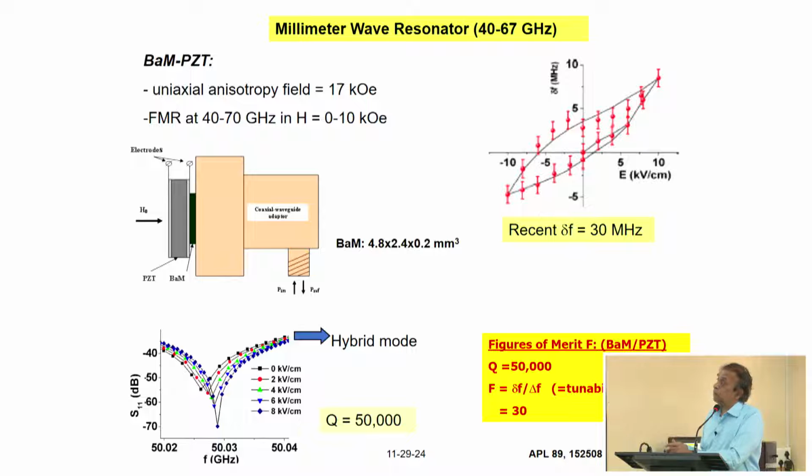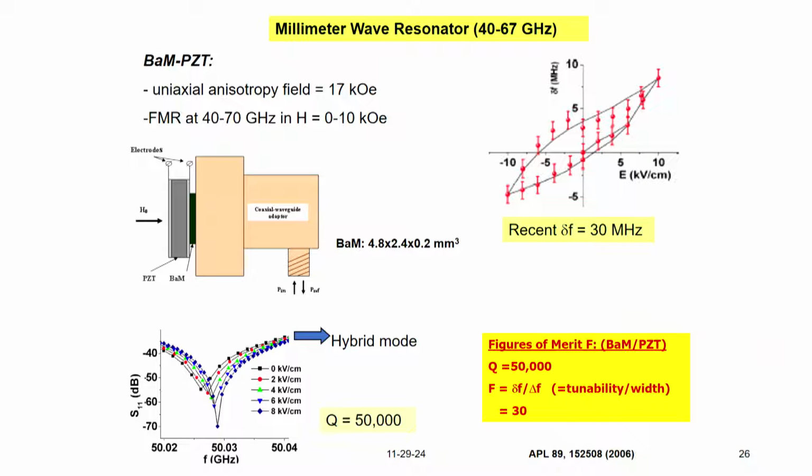So, when you go to 50 gigahertz or more, we cannot use a strip line. Instead, we have to use a waveguide for the devices, and that is shown here. This is a waveguide chart, and the barium ferrite bonded to PZT forms the block here.